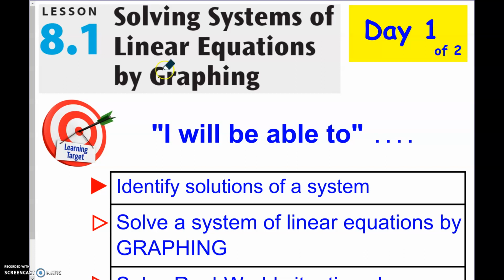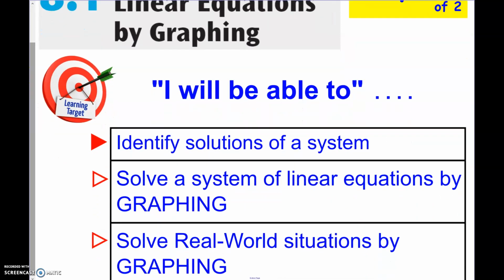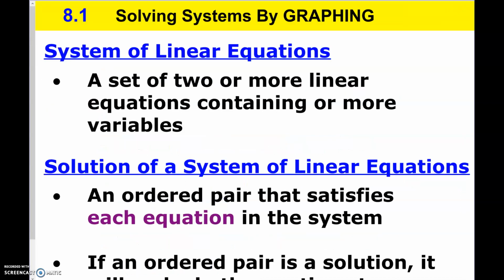So we've already graphed linear equations. Linear equations means lines. So we've already graphed, but now a system. So what is a system? Our learning target for today is to identify solutions of a system, solve by graphing, and then solve real world situations by graphing. So first of all, what is a system?